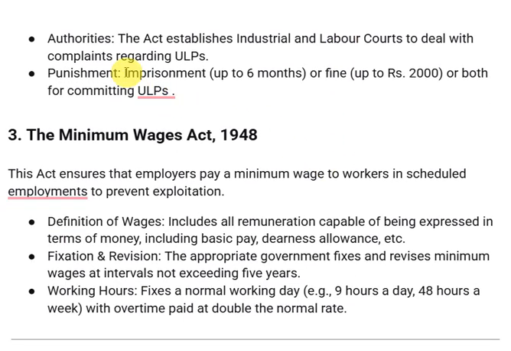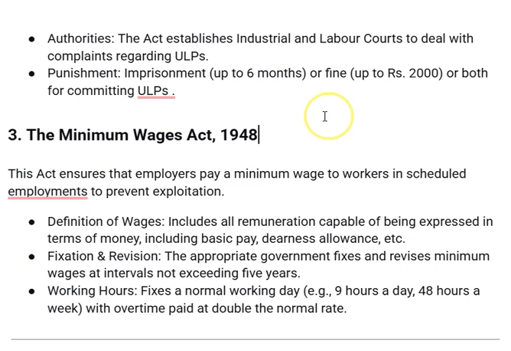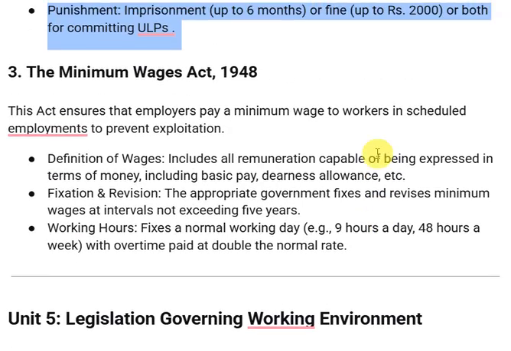There are authorities like labor courts. If there are any complaints, then employer or employees can go to labor court and get the matter resolved. Punishment: there can be imprisonment up to 6 months or fine up to rupees 2000 or both for committing any unfair labor practices. Then we talk about the Minimum Wages Act.